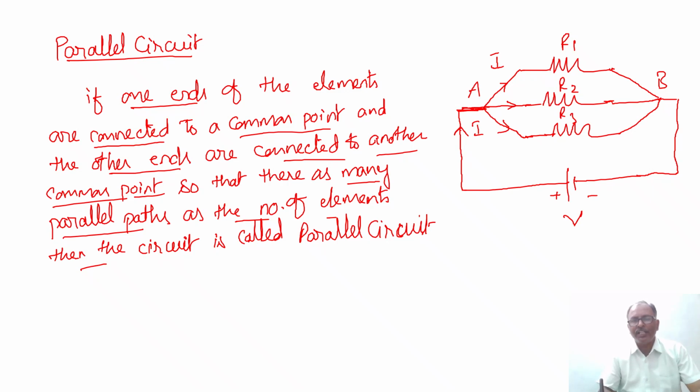Let us take the current flowing through the R1 resistance as I1. The current flowing through the R2 resistance is I2. The current flowing through the R3 resistance is I3. So the total current supplied by the voltage source has three paths through three elements. This type of connection is known as a parallel circuit.